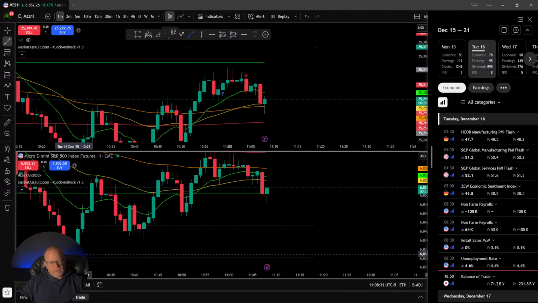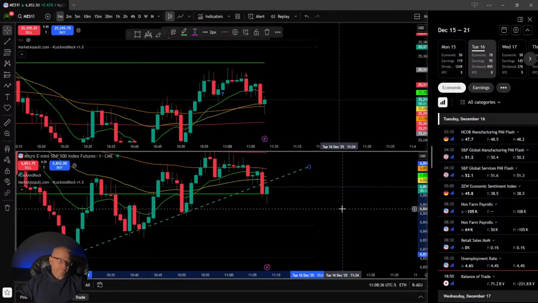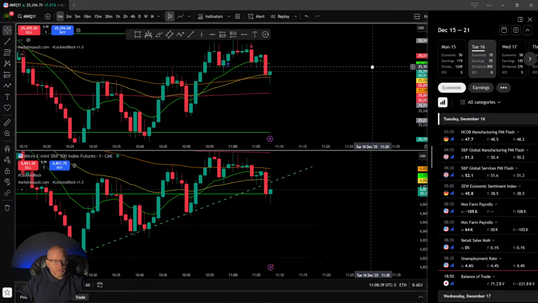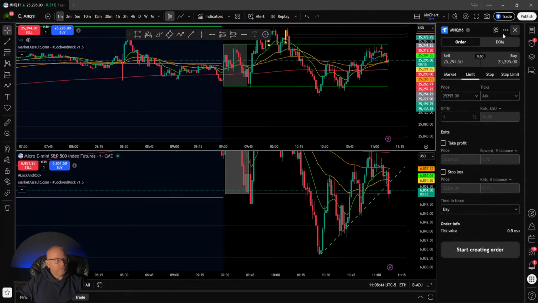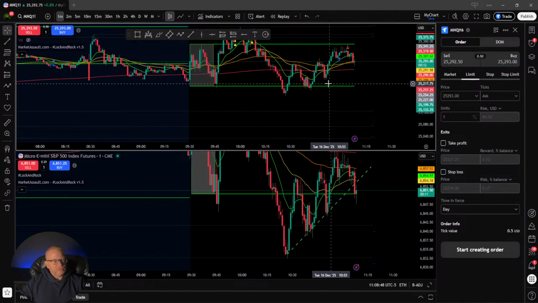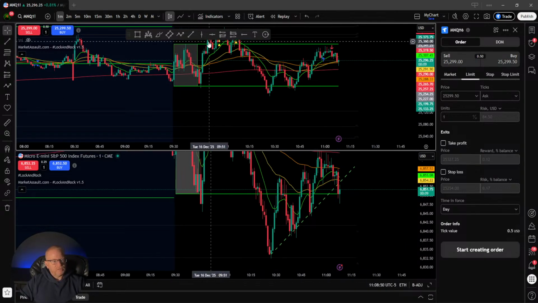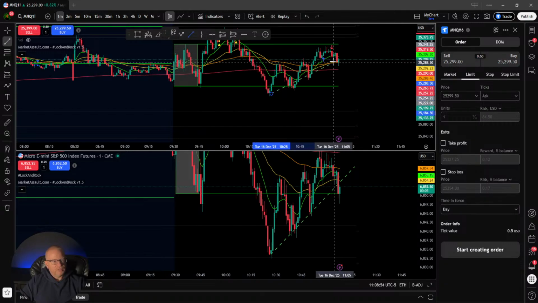So on the S&P, we just broke a trend line from what I'm seeing. And then what about this? Let me set the chart view. This is a little sketchy. I don't know. It's hard to define a trend line here. I can't really make one out.